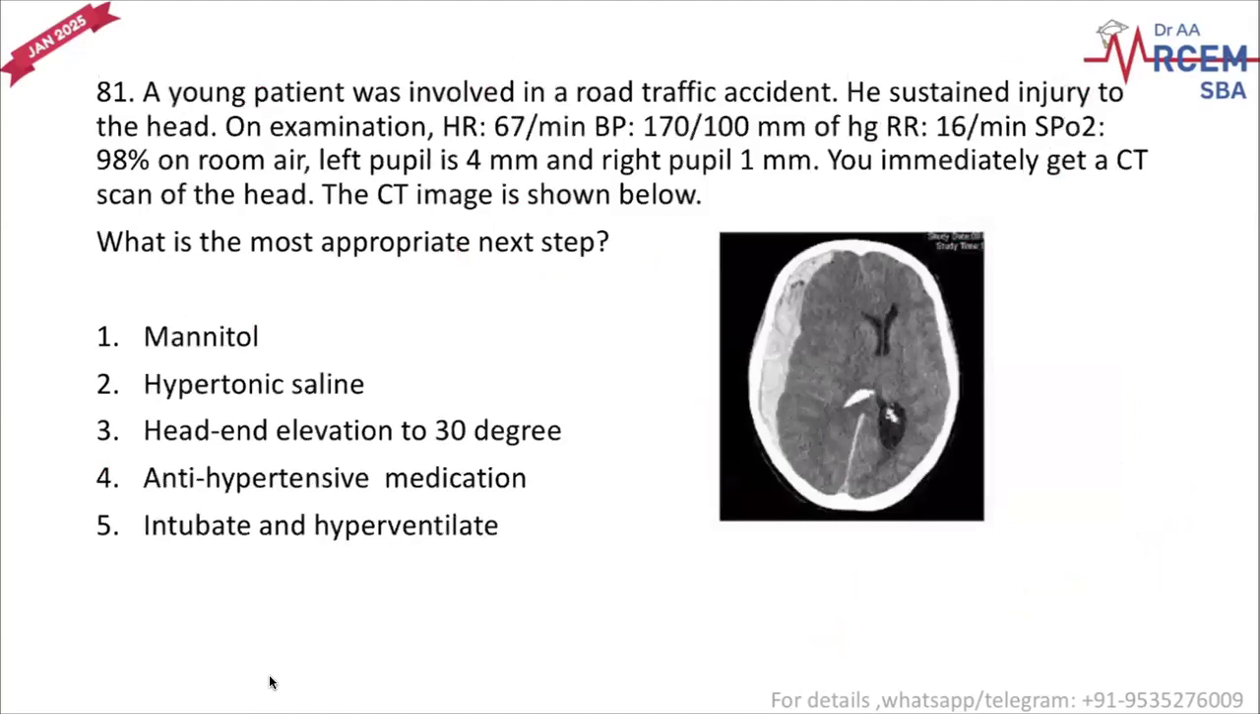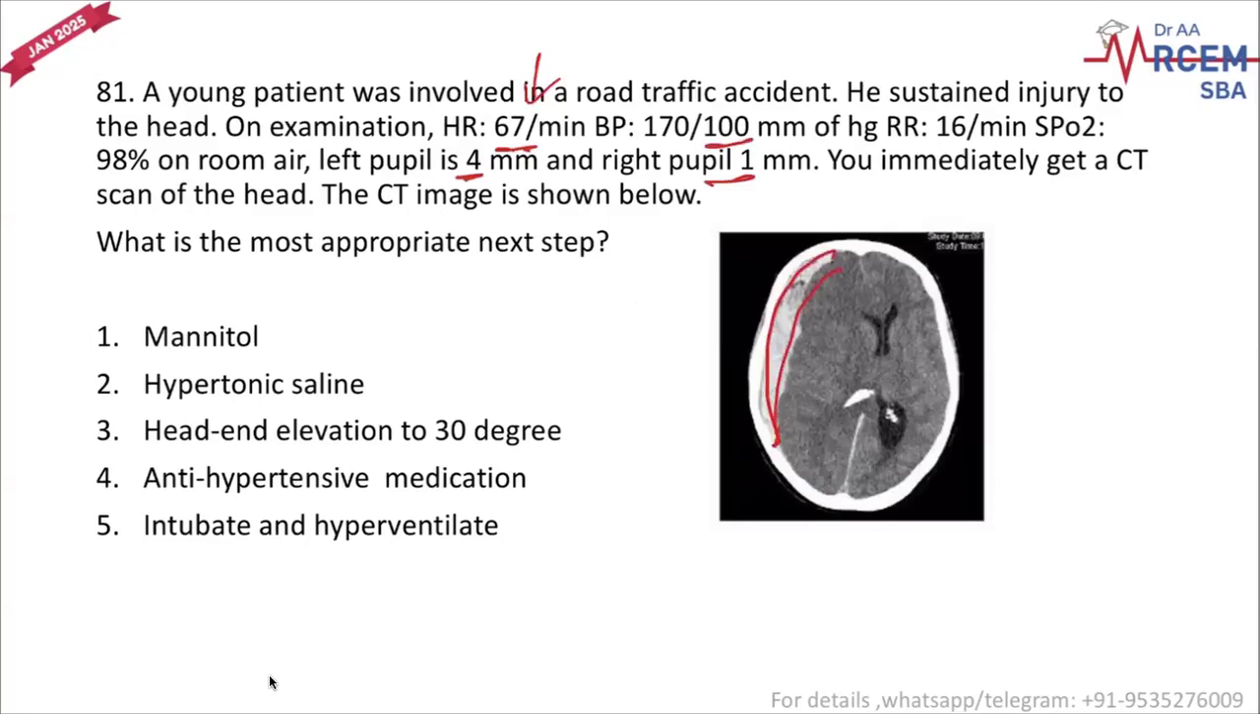A young patient was involved in a road traffic accident. He sustained injuries to the head, and on examination, the heart rate is in the normal range but slightly on the lower side, 67. Blood pressure is on the higher side. Pupils are uneven. You get a CT scan done. The CT image shows the following. What is the most appropriate next step?